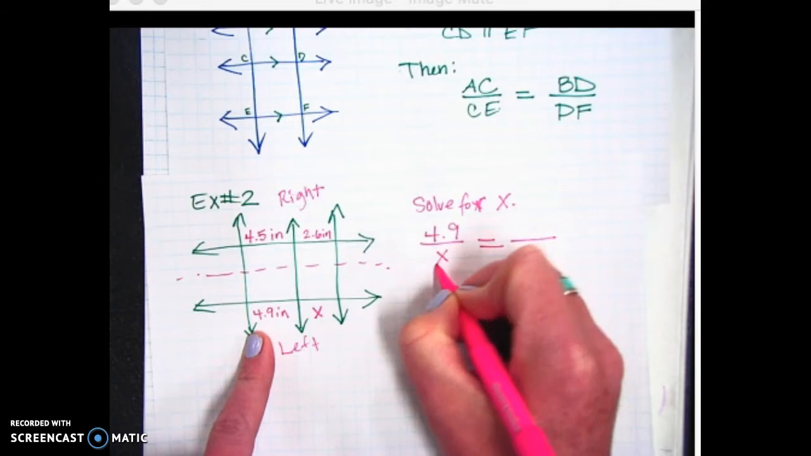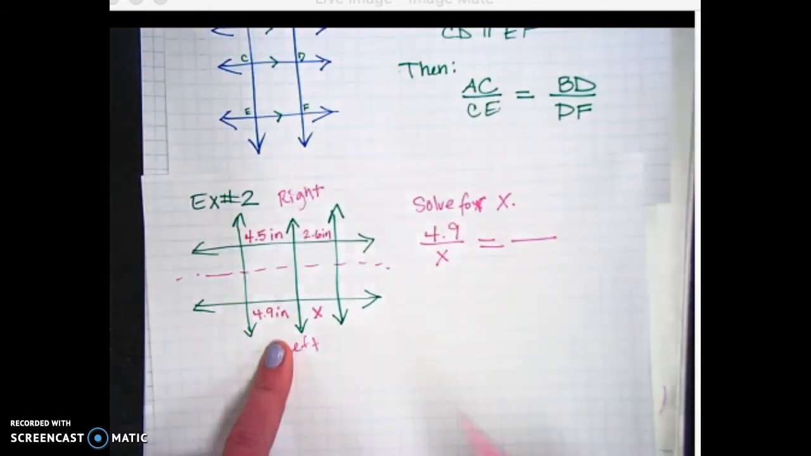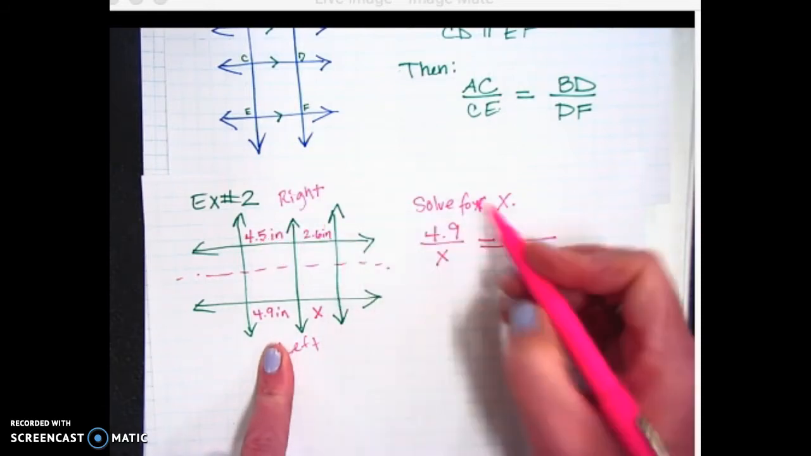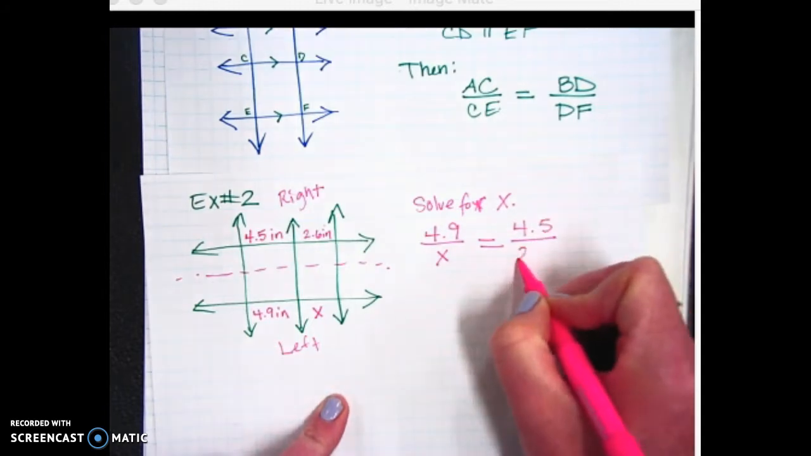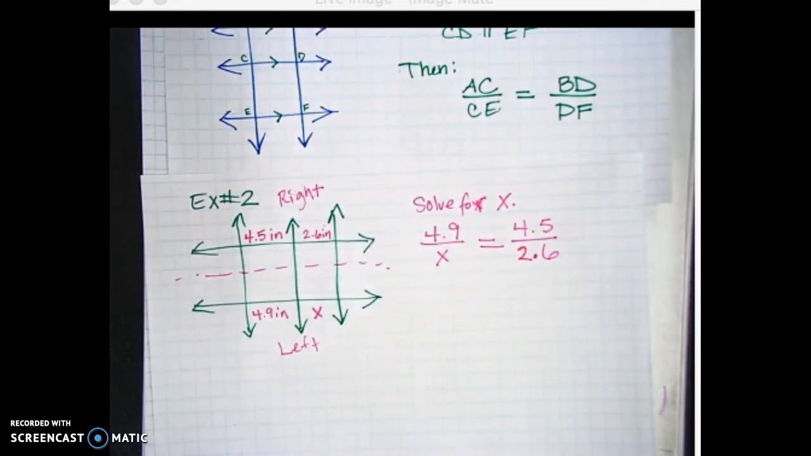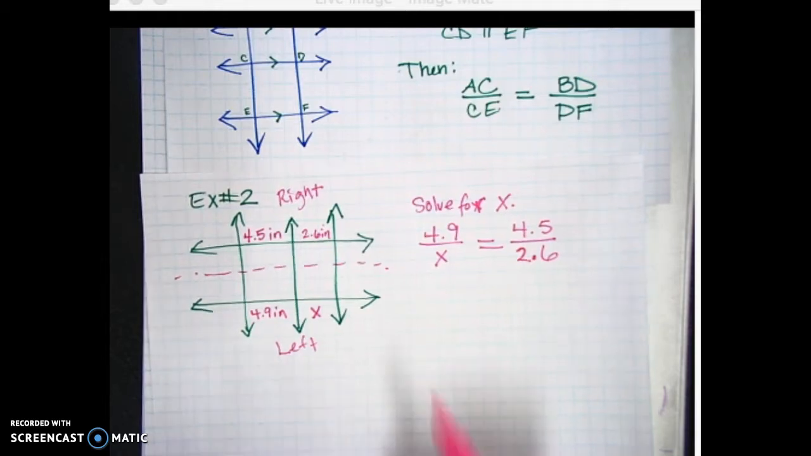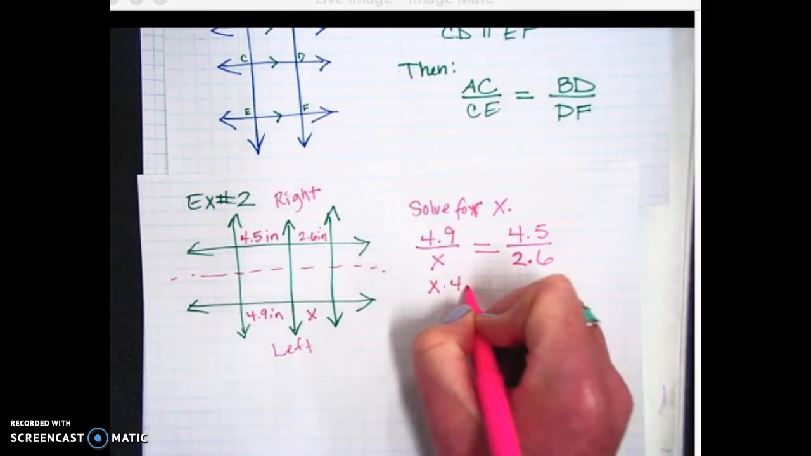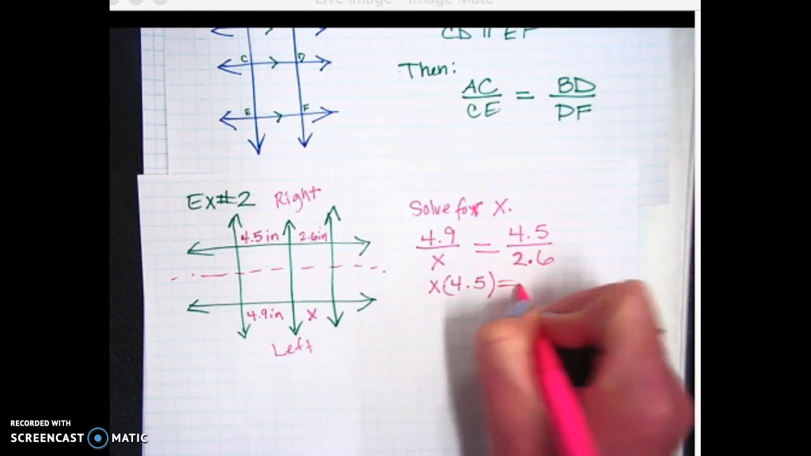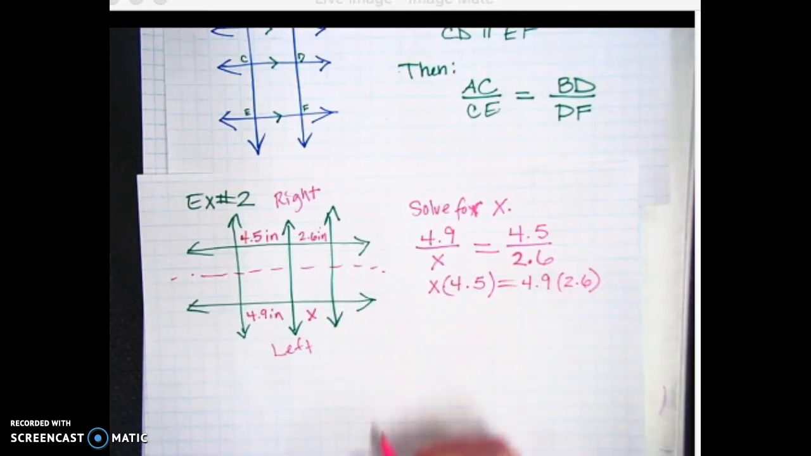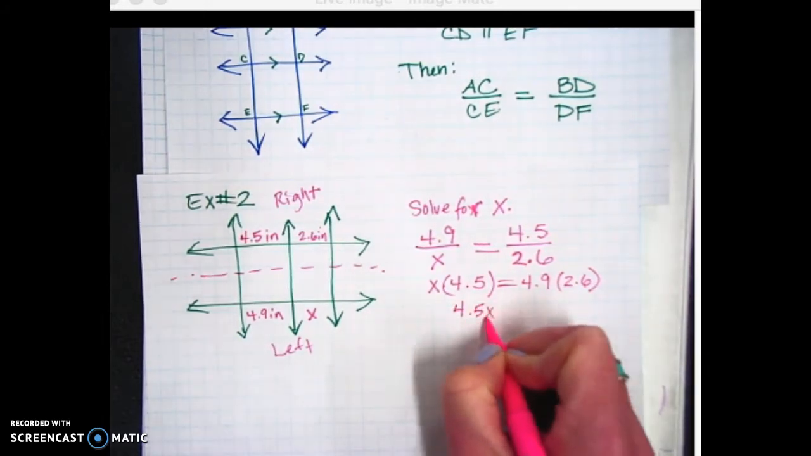4.9 over x. Okay? Since this is the right side, this is the top, this is the bottom. This is the numerator, this is the denominator. So 4.5 over 2.6. Okay, you can see it sets up that beautiful proportion. And you guys all know how to solve proportions. I like my variable on the left, so I go this way first. X times 4.5. And then cross product this way, 4.9 times 2.6. So this is 4.5x on the left.